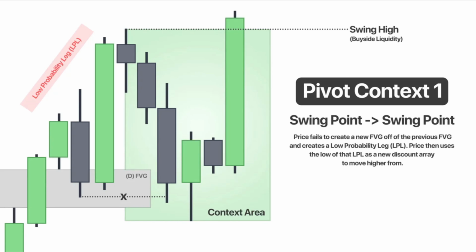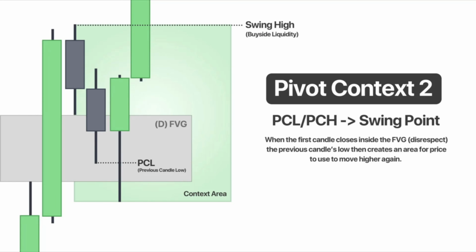So over here, we have a daily fair value gap. Ideally, in an ideal high probability scenario, you have fair value gaps creating new fair value gaps, which, when that doesn't happen, we can look to utilize pivot context. Now moving on to the second type of pivot context right here, it's no longer from a swing point to swing point. This one, we can frame from a previous candle's low or previous candle's high to a swing point. So when the first candle closes inside a fair value gap, signaling a disrespect to that fair value gap, the previous candle's low then can create an area for price to use to move higher again. It is the new reason for an expected move higher, the new catalyst, the new launch pad.